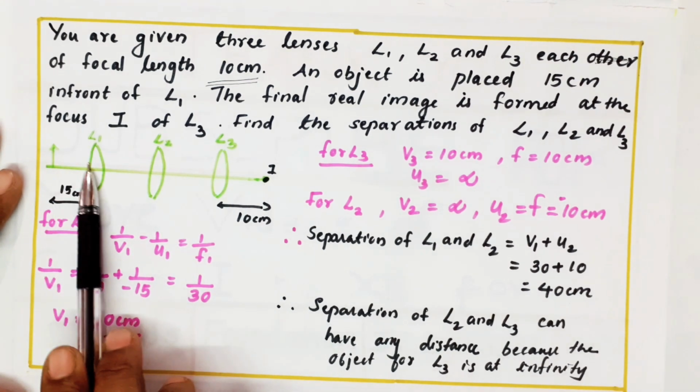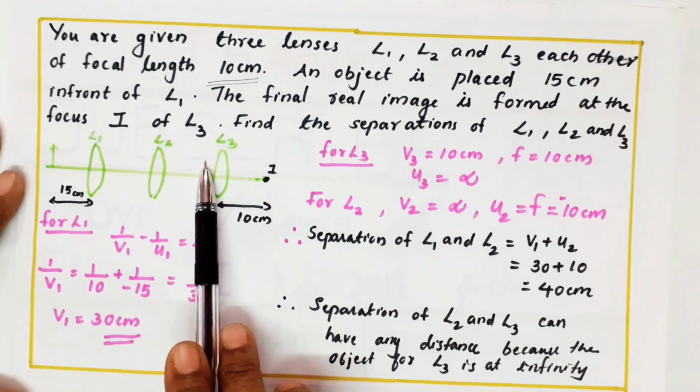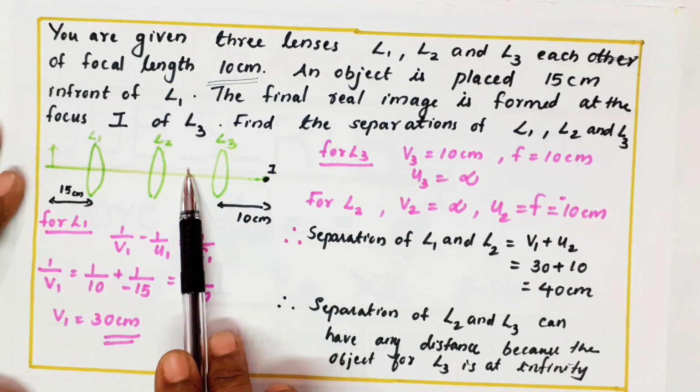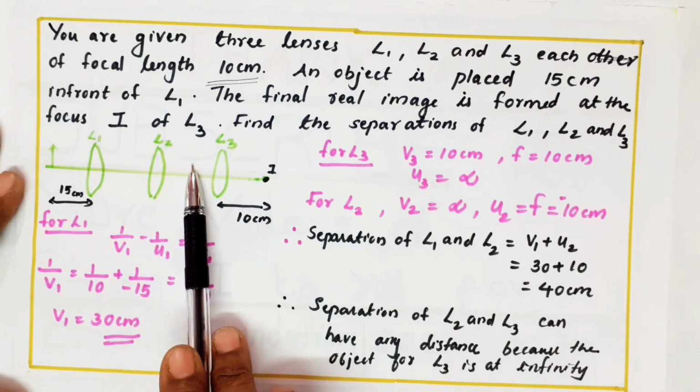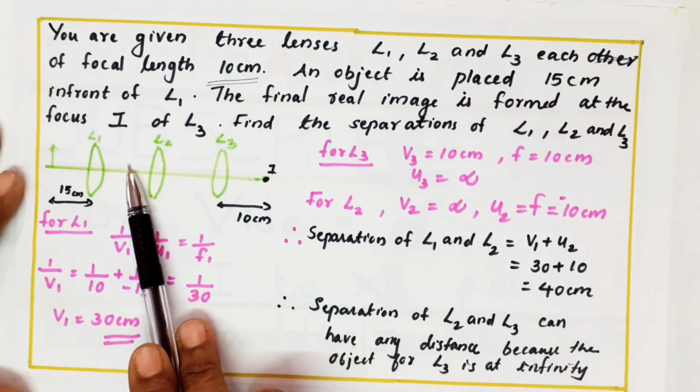First I started from here. I found the image. Then I started from here. This is at focus, which means the object of L3 is at infinity. Object of L3 at infinity means the image of L2 is at infinity. Image of L2 at infinity means the object of L2 is at focus.